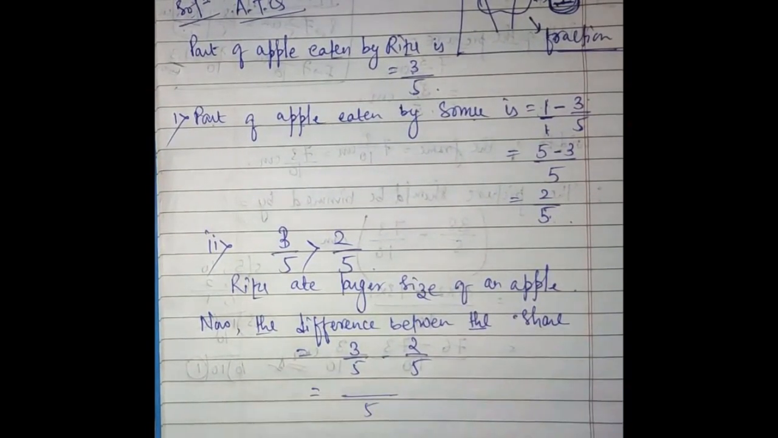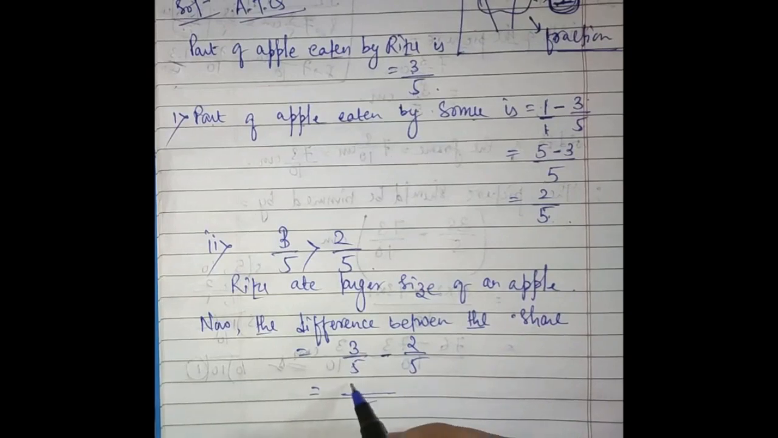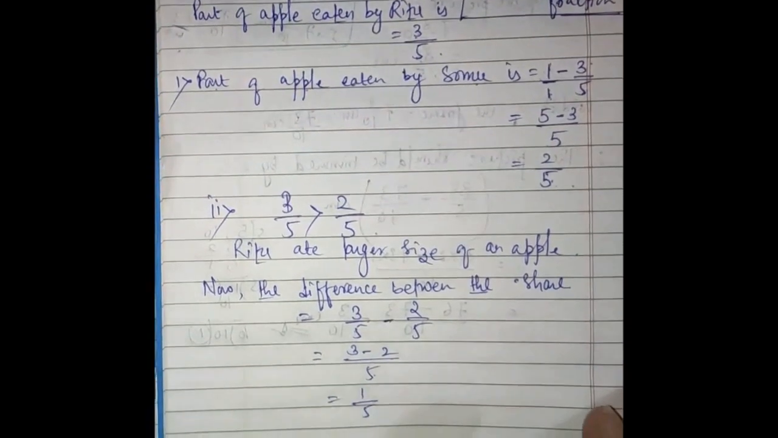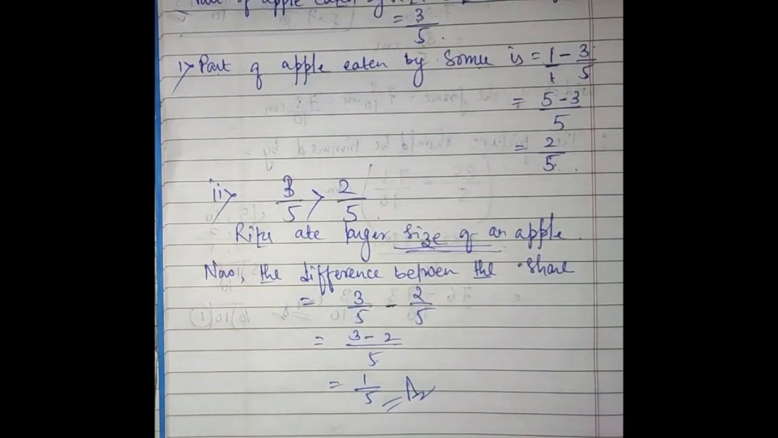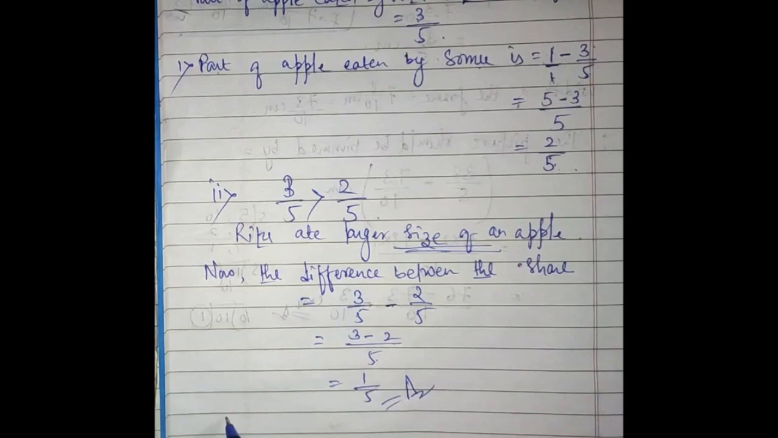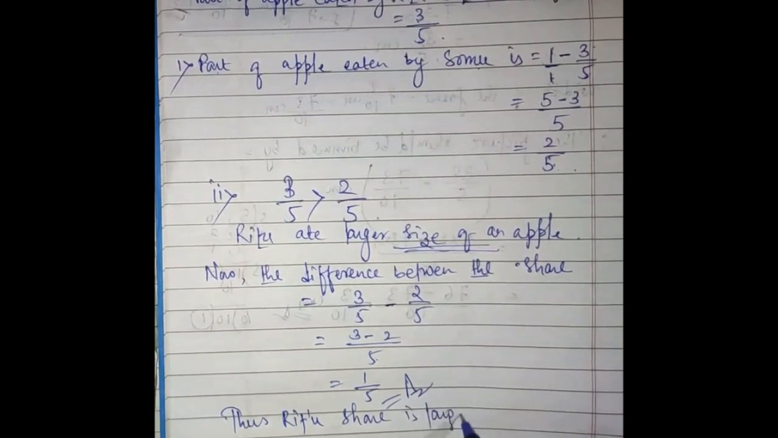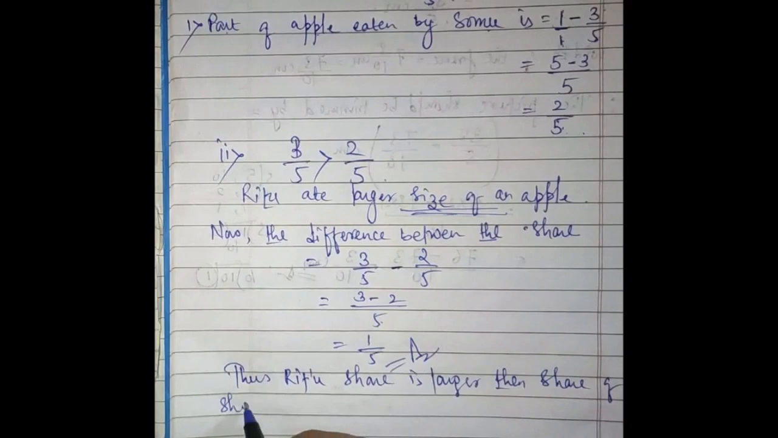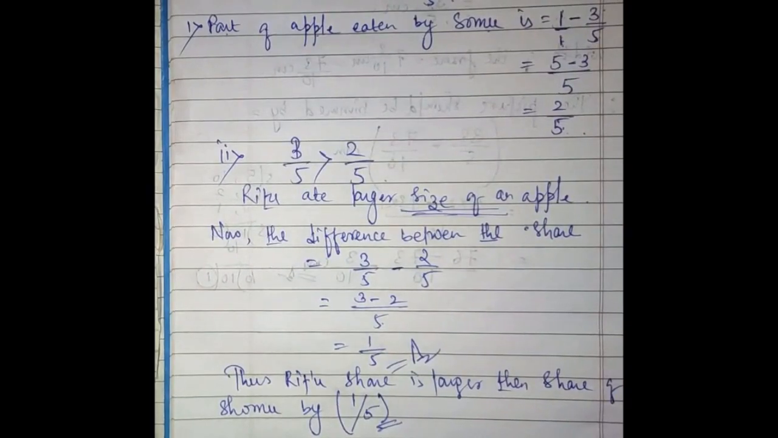Minus here we have to do, and our LCM is 5. So 5 divided by 5 is 1. So 3 into 1 is 3, minus 2. So 1 by 5. By this part, by 1 by 5 part, Ritu ate the larger size of an apple. Alright, I hope you are clear with this. So we can write, thus Ritu's share is larger than Somu's share by 1 by 5 part. She ate the larger part of an apple.